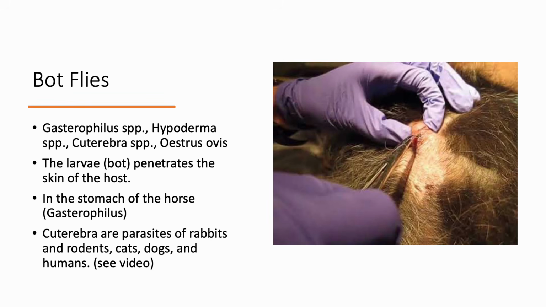The larval stage is called a bot, and it can be present in the nasal passages of sheep, which is Oestrus ovis. In the stomach of the horse, it's called Gastrophilus, and the bot in the subcu of the cow is called Hypoderma. Cuterebra are parasites of rabbits and rodents, and they can also infect cats, dogs, and humans. Cuterebra are also called warbles, and they produce large pockets in the subcu tissues as well as an air hole in the skin.